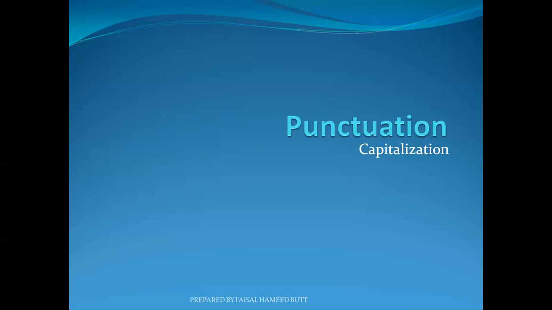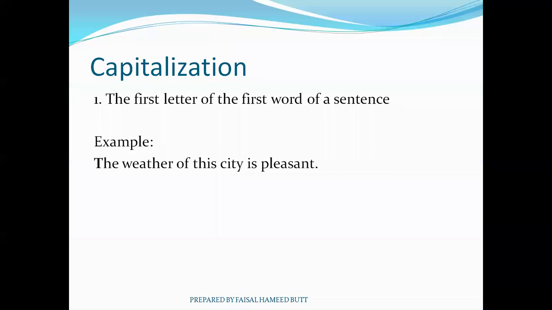We have our letters of alphabet. So capitalization is when you use capital letter, or with what letter you are going to use capital letter. First point is, always remember, even the small children know that whenever we write a sentence, we will see the first word of that sentence and then the first letter of that word will be capitalized, will be written in capital letter.